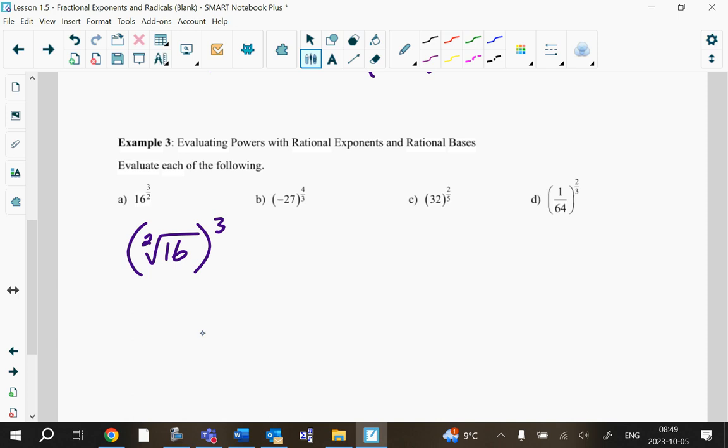What is the square root of 16? And I have to still raise that to the third. What is 4 to the third? 64.